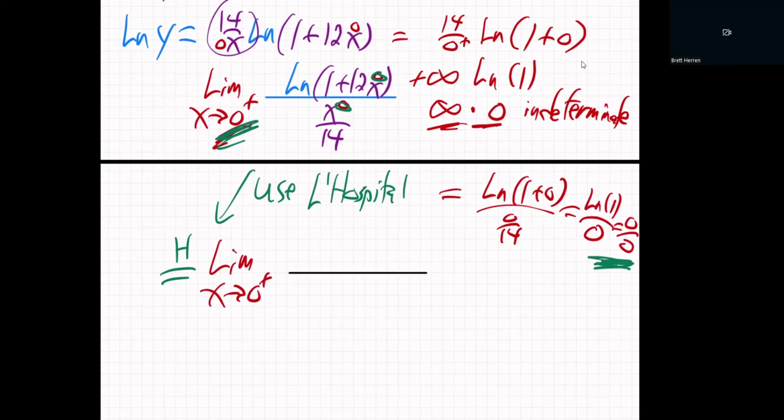So what does that mean? Derivative of the top all by itself. This is not the quotient rule. I'm not taking turns and dividing by the denominator squared. No, I hate the quotient rule. This is not the quotient rule. This is L'Hopital. And so that means separate top, separate bottom.